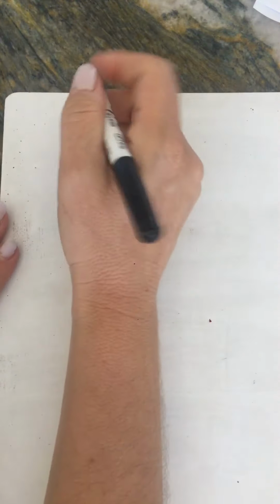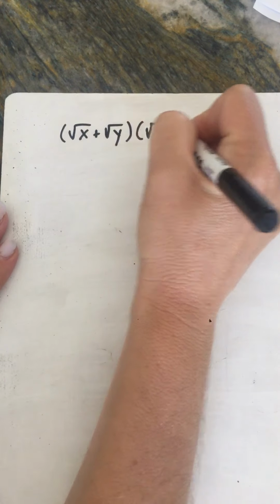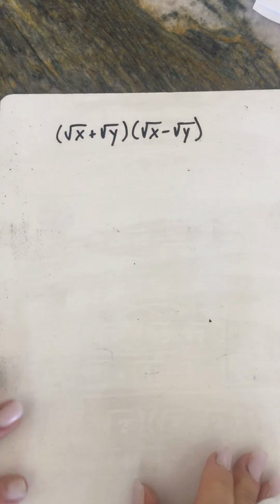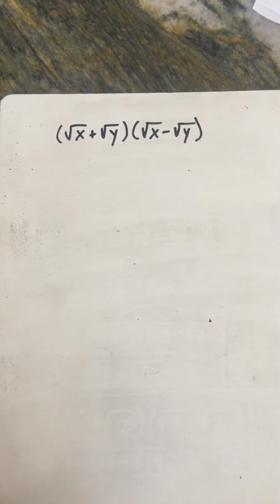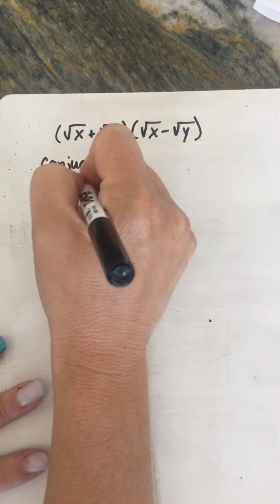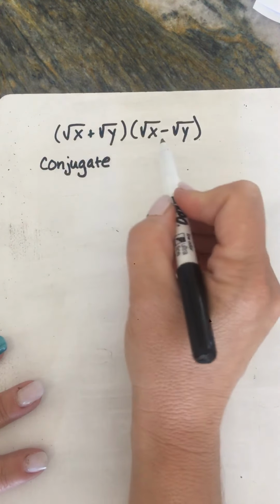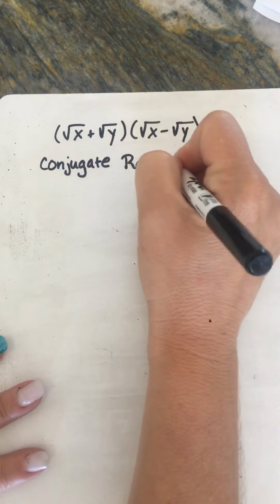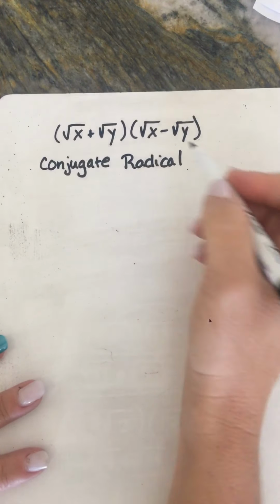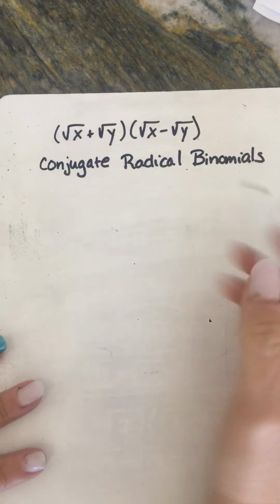So let me write this down for you. When you have the square root of x plus the square root of y times the square root of x minus the square root of y, those are called conjugate radical binomials. There we go. That's the fancy word. Conjugate. That just means opposite operation here between the terms. So conjugate radical, well, that comes from the fact that we have radicals in here. And then binomials, well, that's because we're multiplying binomials.